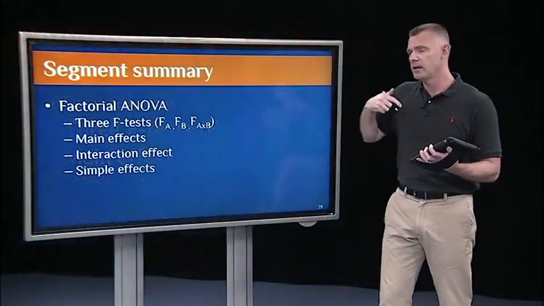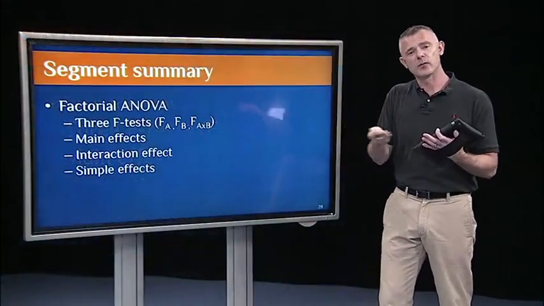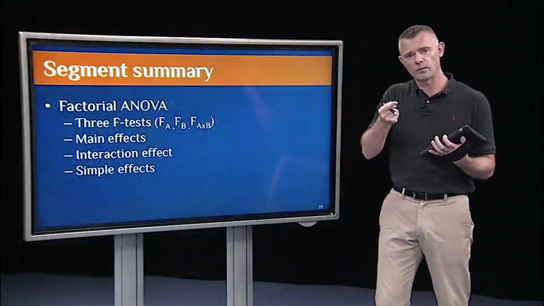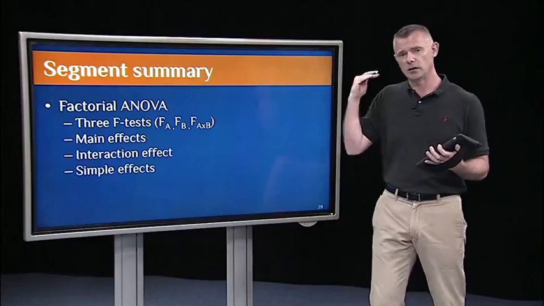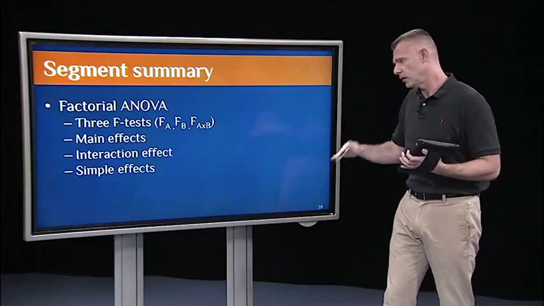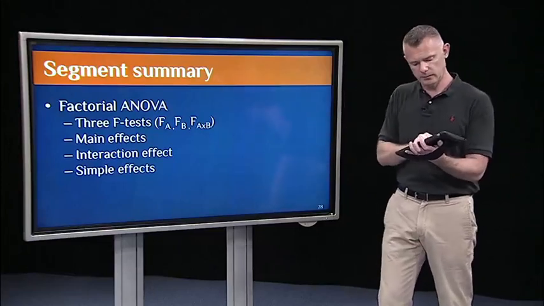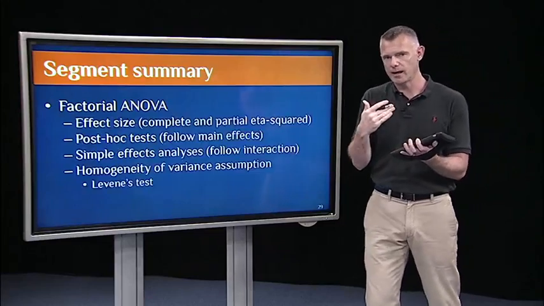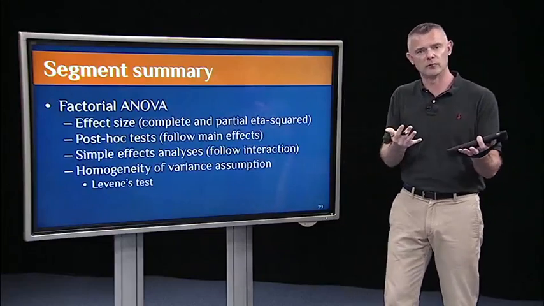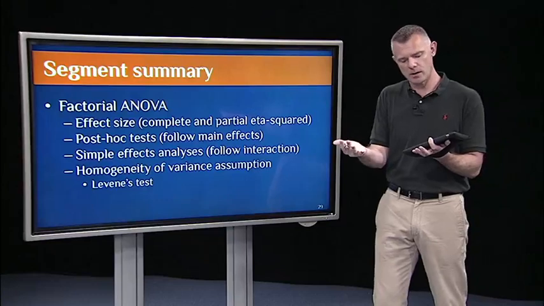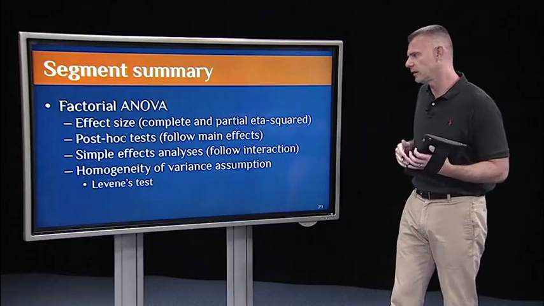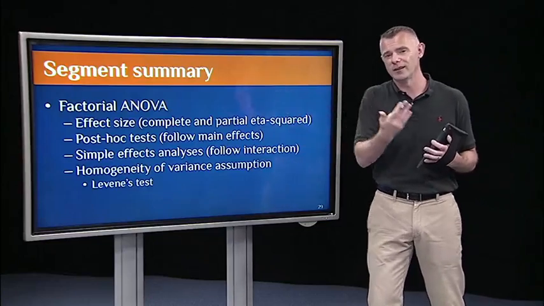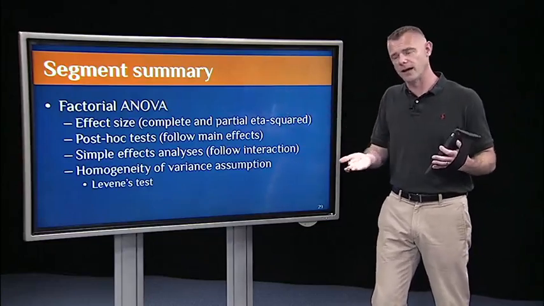With a factorial ANOVA, you're going to get 3 F-tests, one for the main effect of A, one for the main effect of B, one for the interaction. You can look at main effects, interaction effect, and simple effects. Remember, we want to calculate effect size. We can do that with a complete or partial eta squared. We're going to follow up significant main effects with post hoc tests, and we're going to follow up a significant interaction with simple effects analysis.